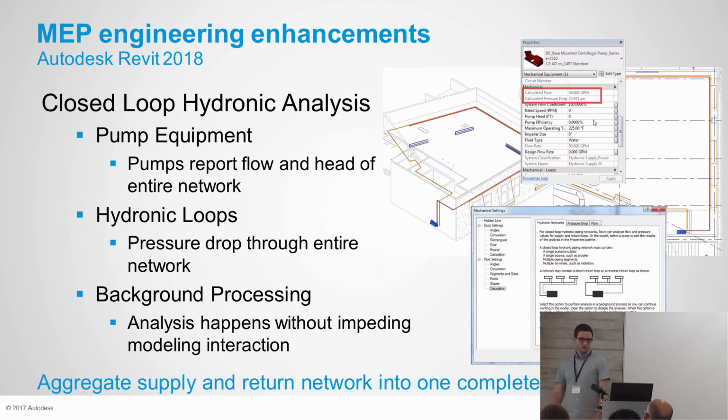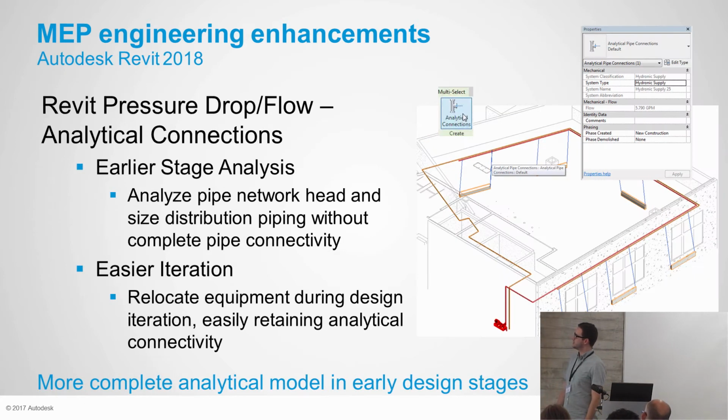Right, so this is the closed loop hydronic analysis. Essentially pumps have been made an actual element in the Revit model now, and they can actually calculate the head of pressure. I've tested this out, and I'll give you a bit of a crash course in mechanical engineering in a second. It's also calculating pressure, which didn't really work before, and all this happens in the background now, so you can carry on working while it's thinking about your calculation.